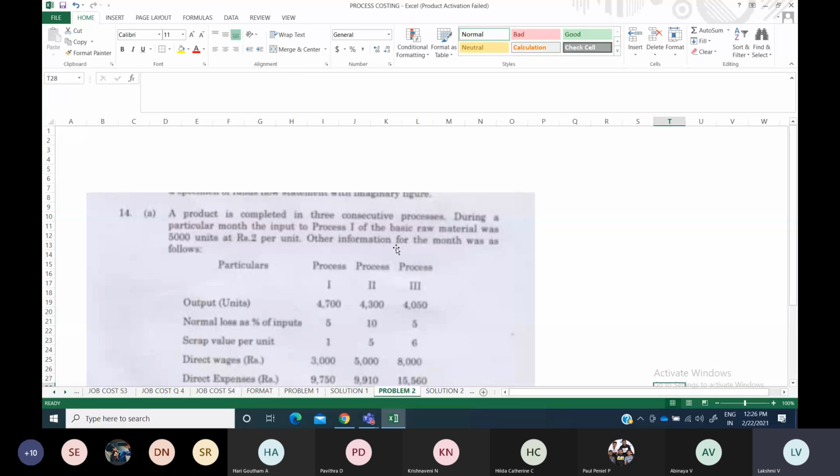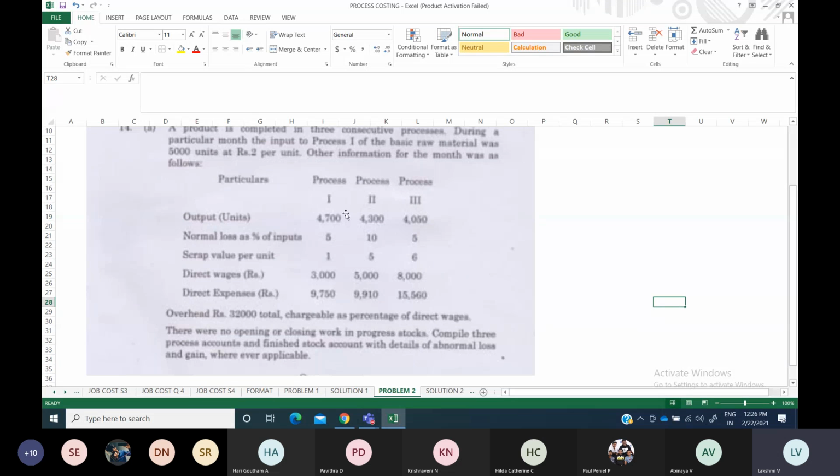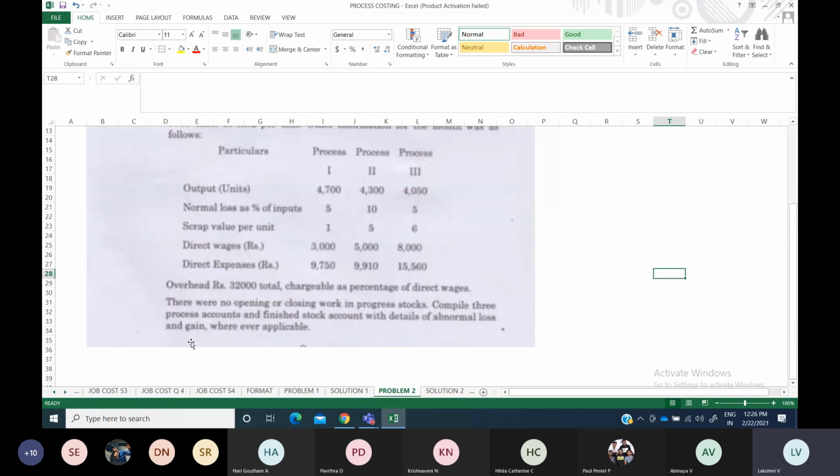Other information for the month was as follows. So they have given us three process order details. So process 1 account you have to prepare, process 2, and then process 3 account. Apart from that, any other things they have asked, abnormal loss or abnormal gain, that one also you have to prepare.